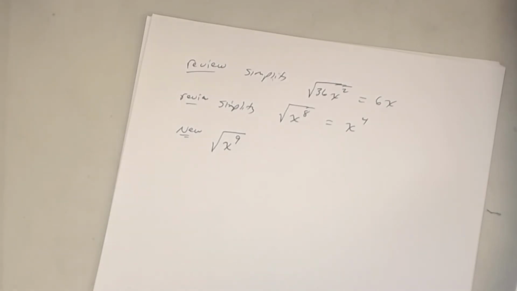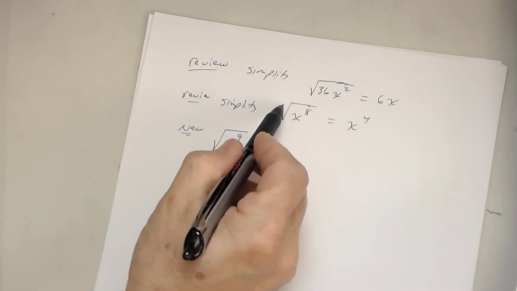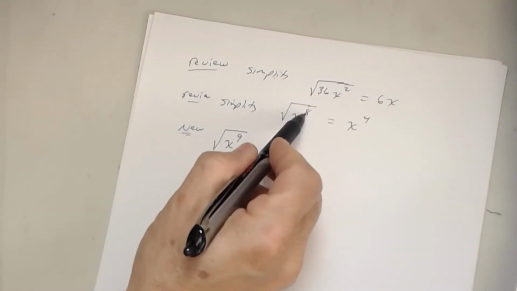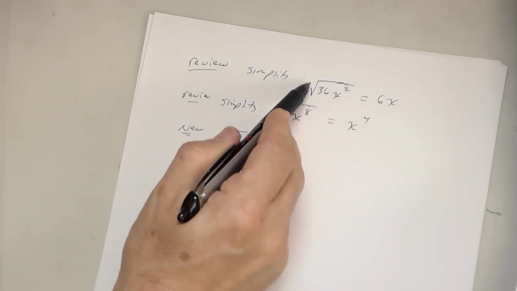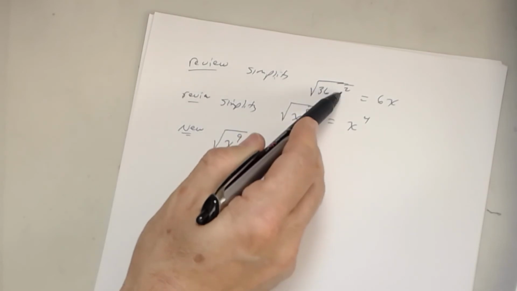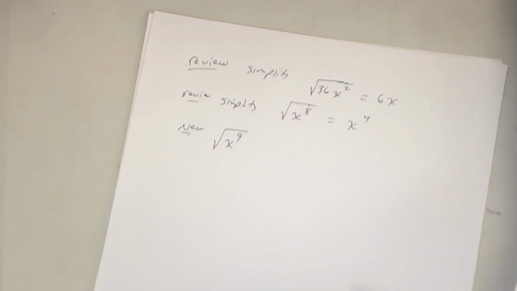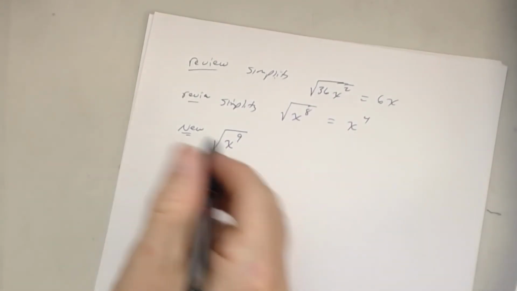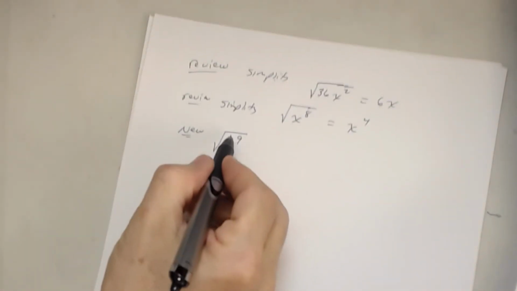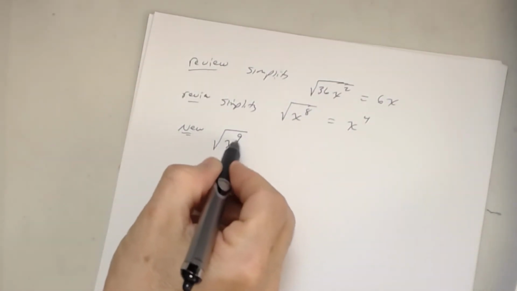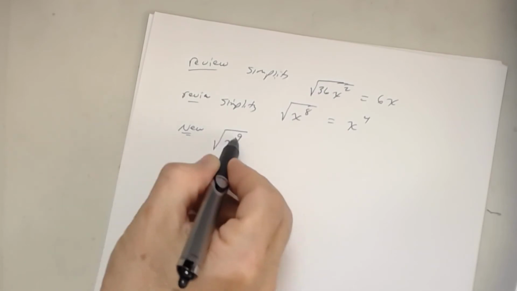Because the way we did the others, we said the index was what here? 2. 2 goes into 8 4 times. So that's how we got that 4. Index was what? 2. 2 goes into 2 1 time. That's where we got x to the first. But 2 does not go into 9 evenly. Right? But here's the idea though. What is the largest number less than 9 that 2 goes into?